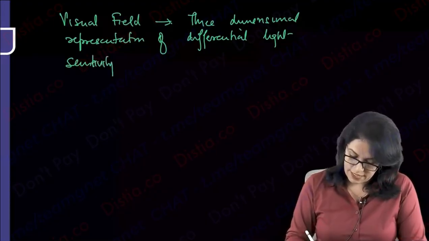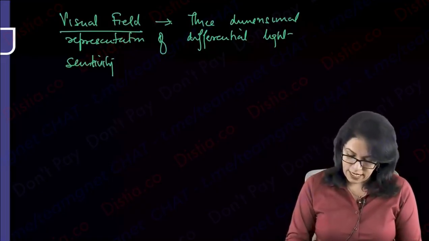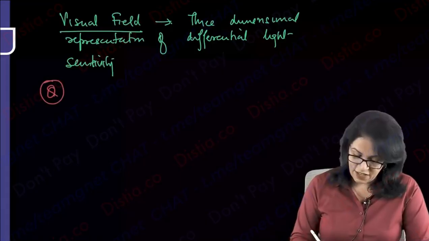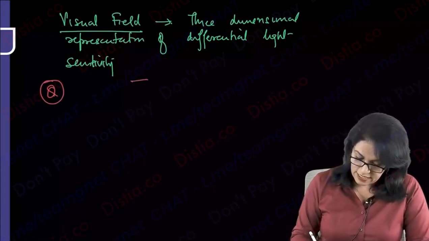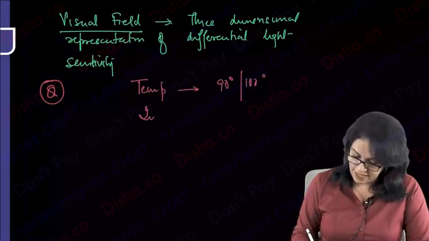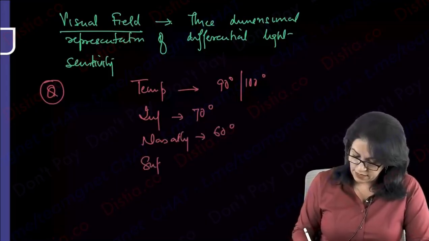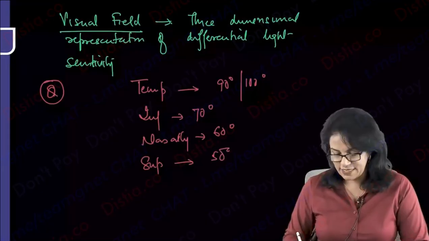Okay. Once you know this, what is a visual field? Exam question here. What is the extent of your visual field? So visual field extent, if we have to learn, let us learn it like this. Temporally, it is 90 degree or 100 degree, both are correct. Inferiorly, it is 70 degree. Nasally, 60 degree. And superiorly, some books say 60, some 50, let's take it 50 degrees, okay?